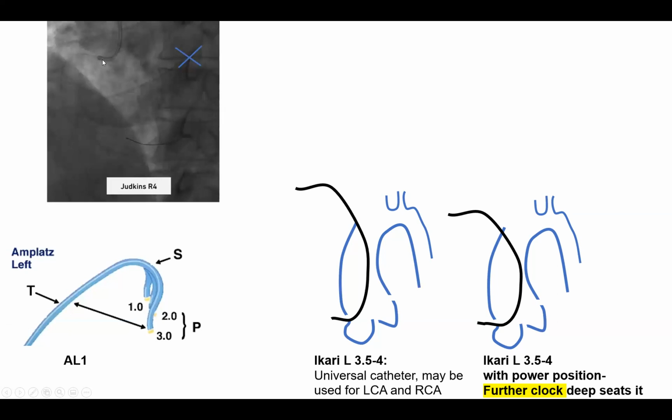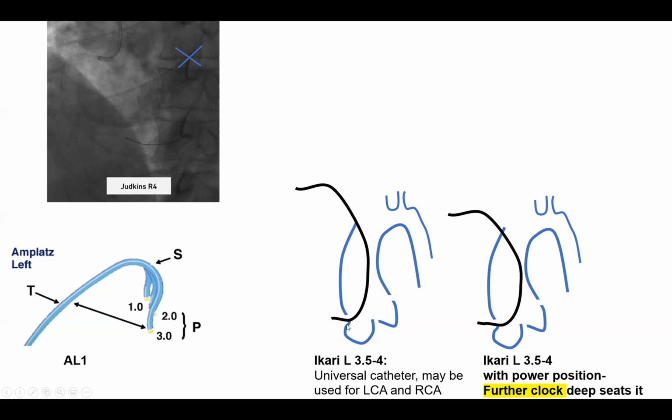Any breath the patient takes, that catheter will go all the way up and will pull all your devices. So do not use it. I almost never use it as a guide. I use it as a diagnostic, but never as a guide. So I use AL1, but I also use Ikari right and Ikari left. I described Ikari left last time as a good guide for left coronary engagement.